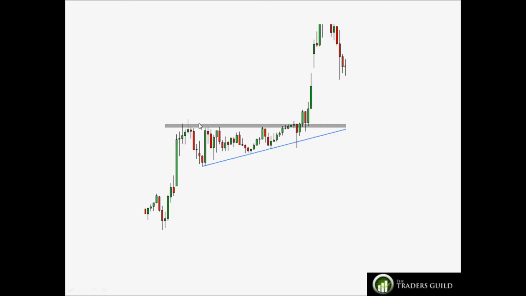Okay, so what's happening here? Well, we can see an ascending triangle is basically where we have a flat line and then the ascending line being the triangle. Okay, so we can see the triangle. It should be pretty clear what's happening here.